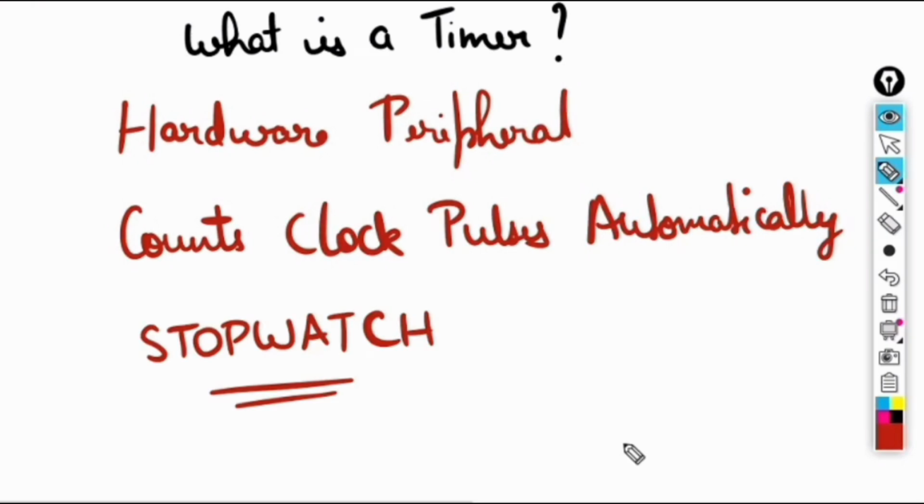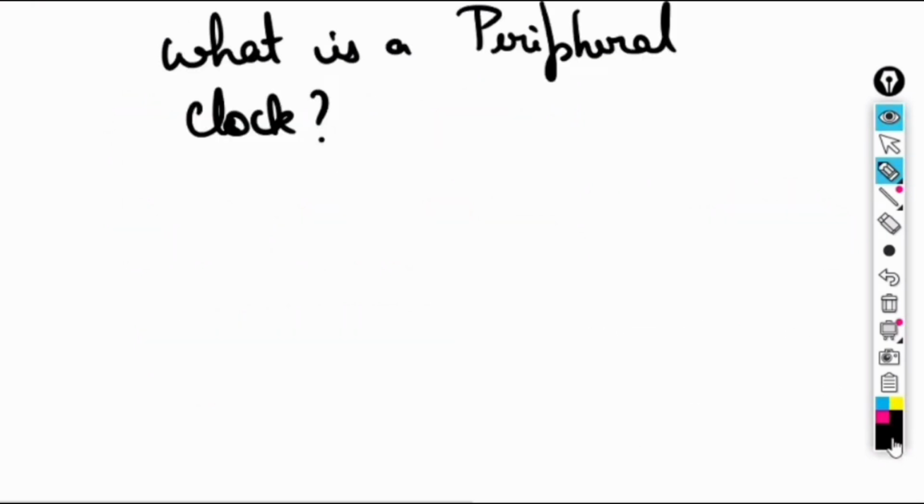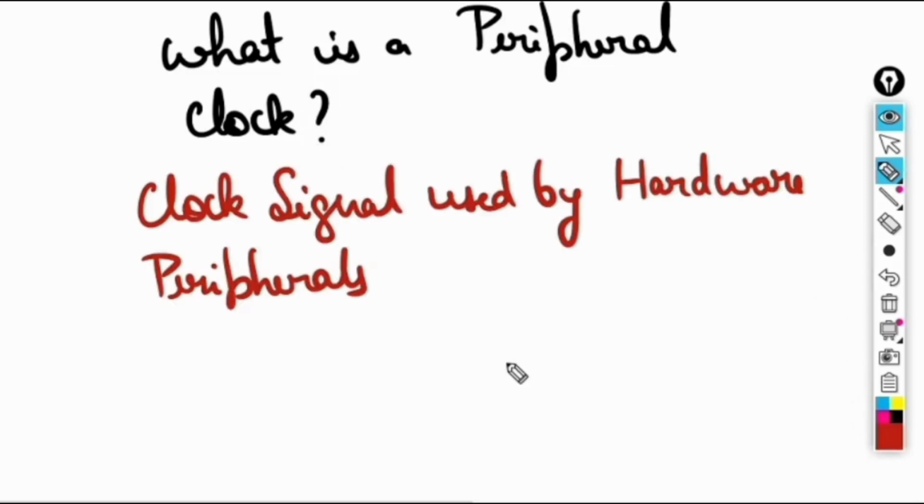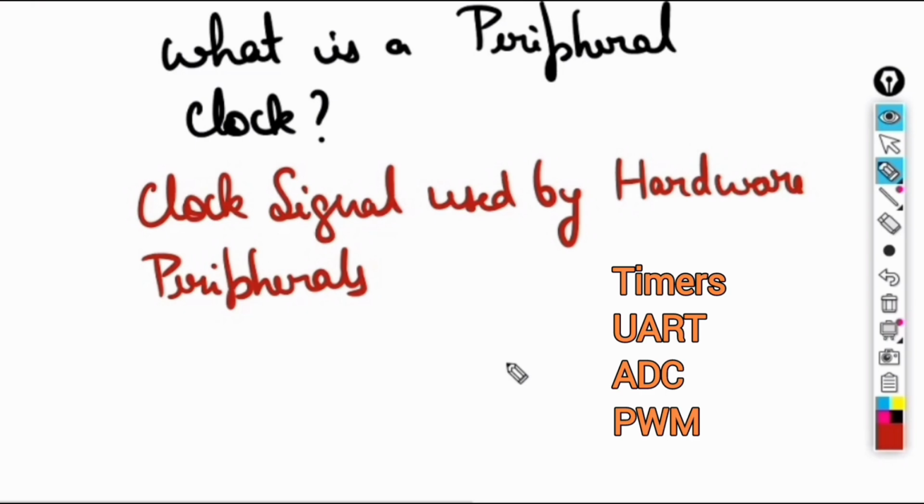As soon as the timer is enabled, it starts counting based on the peripheral clock, and the count value increases automatically without CPU intervention. Now, what is this peripheral clock? The peripheral clock is a clock signal used by hardware peripherals like timers, UART, ADC, PWM.